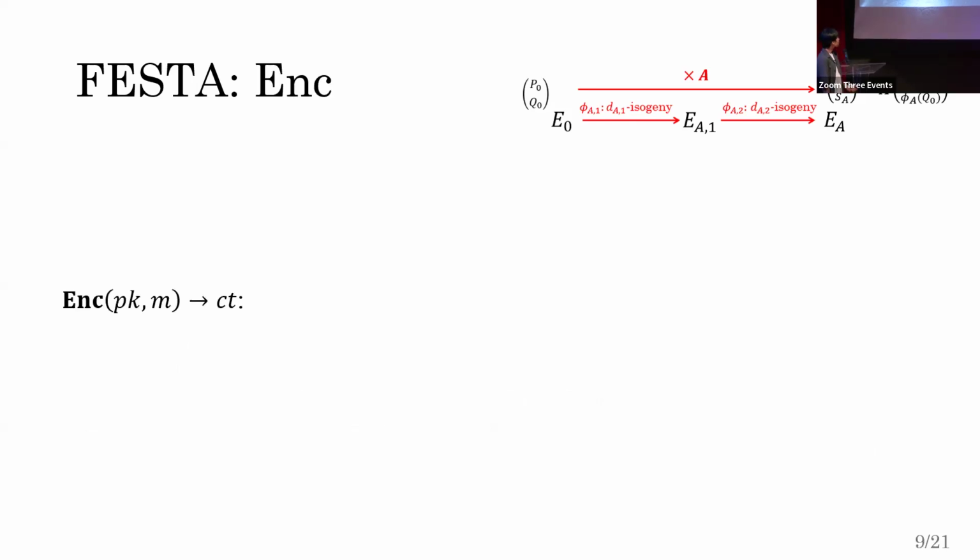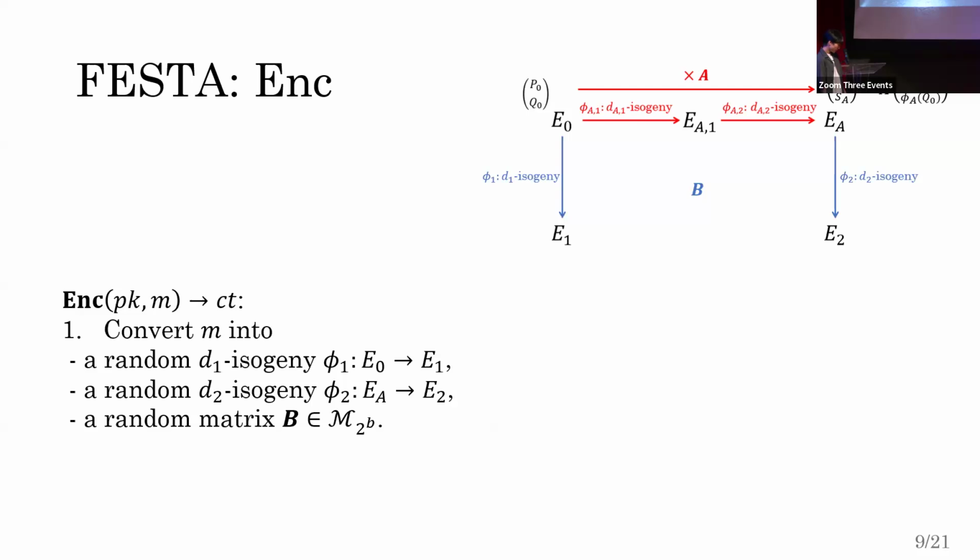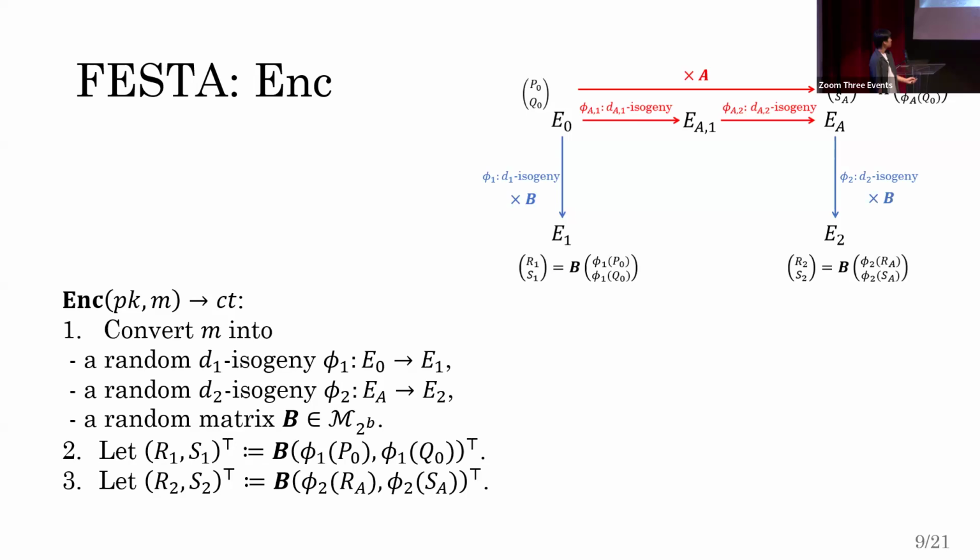Next, encoding is like this. Convert the message M into the B1 isogeny and B2 isogeny and a random matrix B. And then compute R1, S1 and R2, S2 like this. So the hypothesis is B1, R1, S1 and E1.